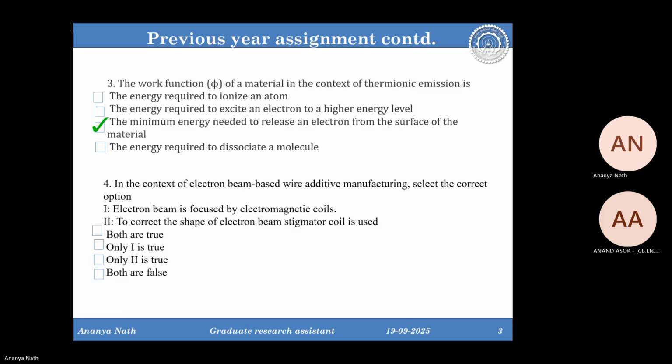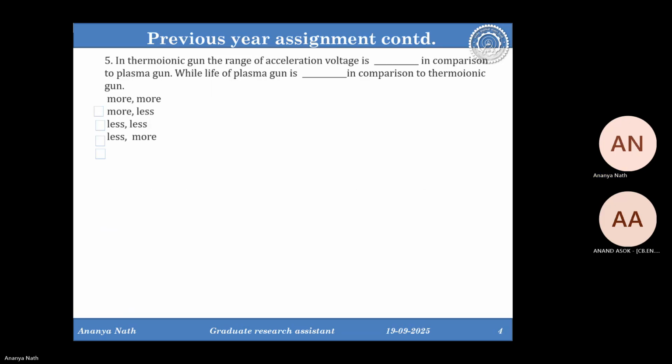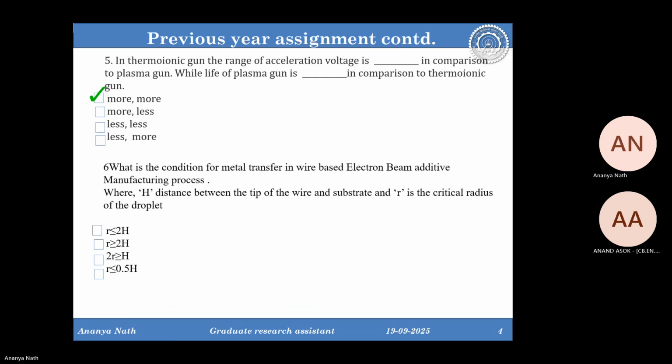So both are true. The electron beam is focused by electromagnetic coils, as we have seen in the second question. To correct the electron beam shape, we use the stigmators. In a thermionic gun, the range of acceleration voltage is more in comparison to a plasma gun, while the life of a plasma gun is more in comparison to the thermionic gun.